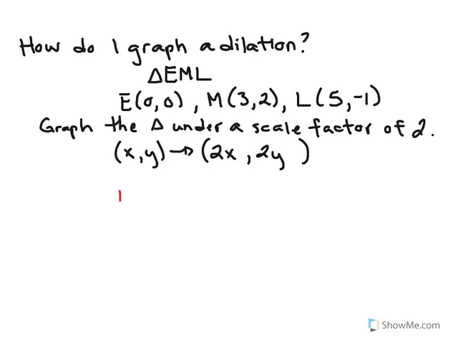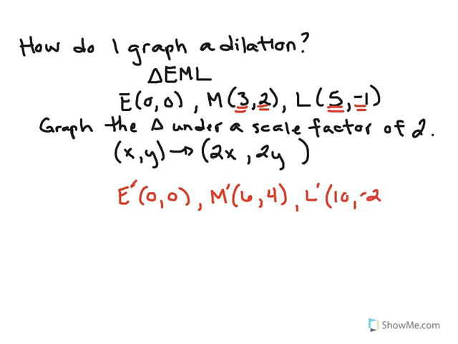So even without having a graph to use with this, I can still find out my new coordinates. E prime is going to be, let's see, 0 times 2 is 0, and 0 times 2 is 0. So E prime is going to stay right where it is. Let's see about M. Its x-coordinate is 3, so 3 times 2 is 6, and then 2 times 2 is 4. So that's where M prime is going to be. And then L prime is going to be 5 times 2, which is 10, and negative 1 times 2, which is negative 2. And of course, you can plot these points and see the dilated figure for yourself. And that's going to conclude this tutorial.